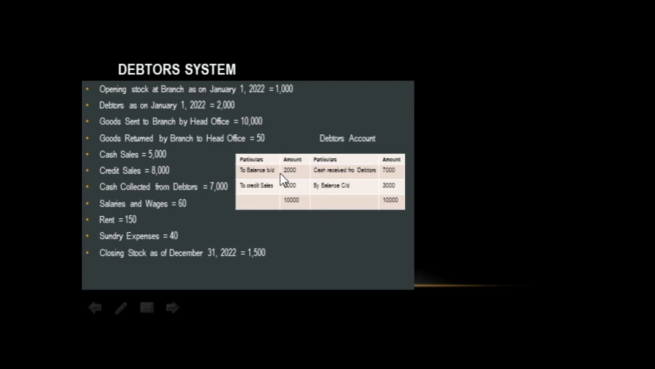Now, opening we have to write on the debit side, cash received from debtor we write, and credit sales as well. The balancing figure will be shown as the closing balance, because the closing balance is missing here. So opening debtor is given as 2000 rupees, we have 8000 credit sales, cash collected from debtor 7000, the balancing figure 3000 on the debtor side.